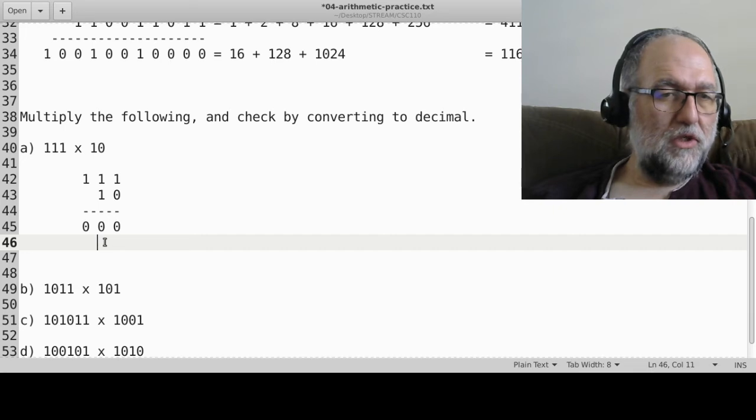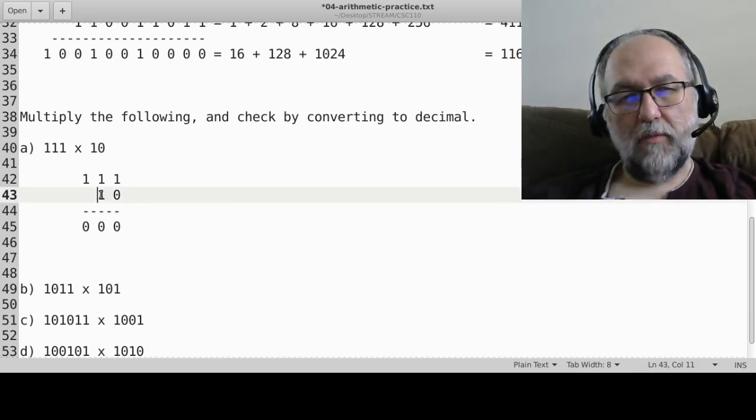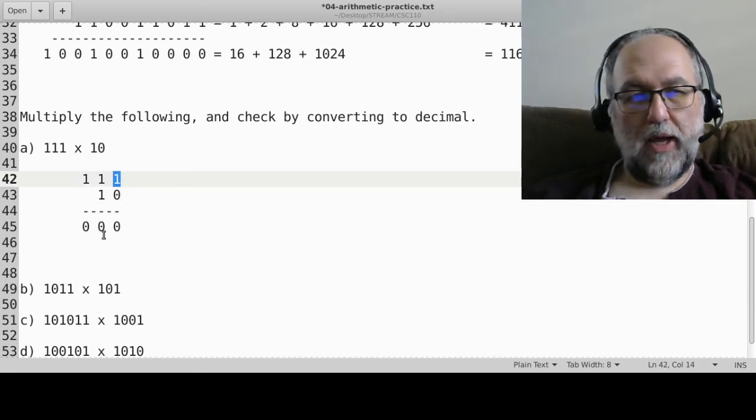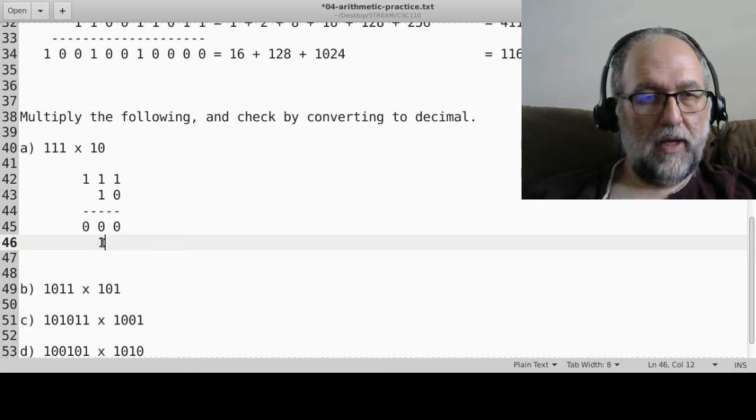Okay, and then you're into the next column. You start over here. You start in the 2's column for the next one right there, and you go, why do I start in the 2's column? Because that 1 there is in the 2's column. So you go 1 times 1, and you put a 1 in the 2's column. Okay, like that.